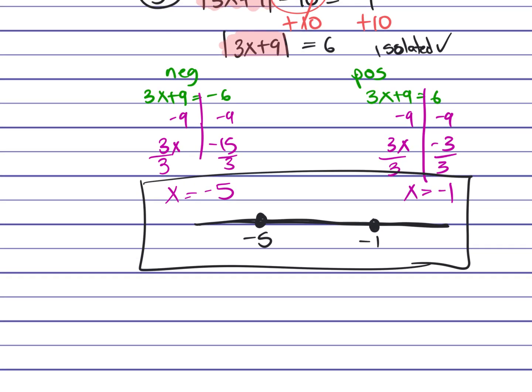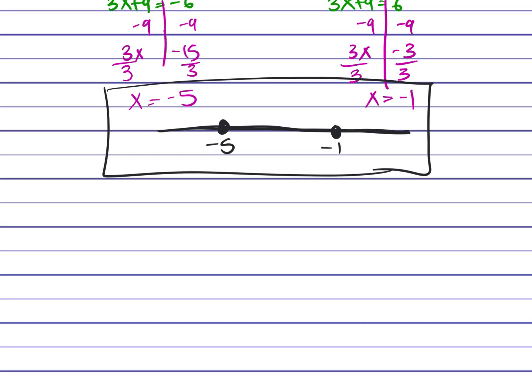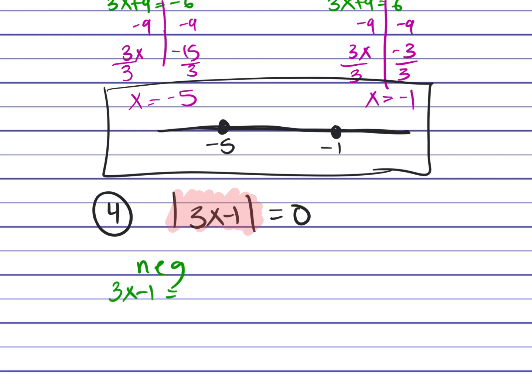Now, you won't always have 2 solutions. For example, let's look at an example that won't have 2 solutions. Let's do example 4. And let's see why it won't have 2 solutions. If I have the absolute value of, let's say, 3x minus 1 equal to 0. Well, my first step is done. My absolute value is isolated. And then when I separate it into my negative side, I have 3x minus 1 equal 0.